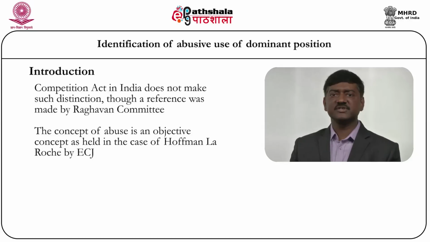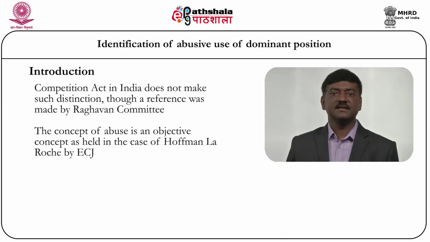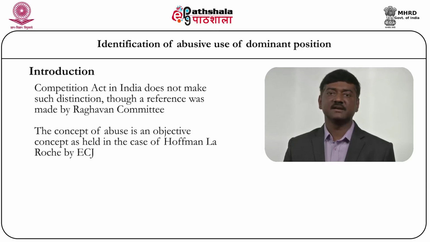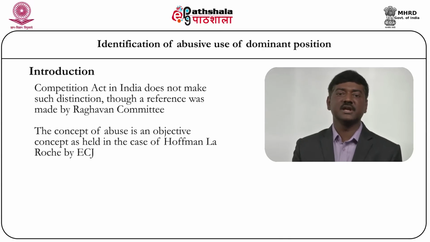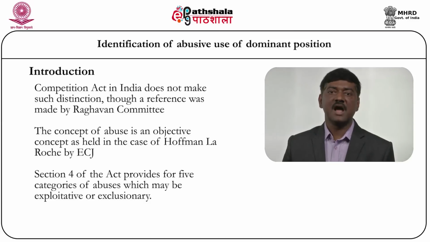In the cases which the Competition Commission of India has examined, we can see it is an objective concept in the sense that all factors and all aspects are examined. Several things are considered while determining what kind of abuse it is and how exclusionary it was. Section 4 of the Act provides for 5 categories of abuses, which may be exploitative or exclusionary depending on the circumstances, and which we may categorize, but the Act expressly does not make a distinction.